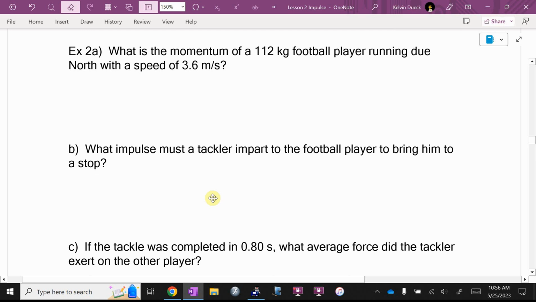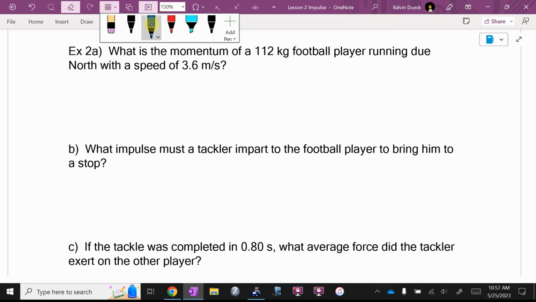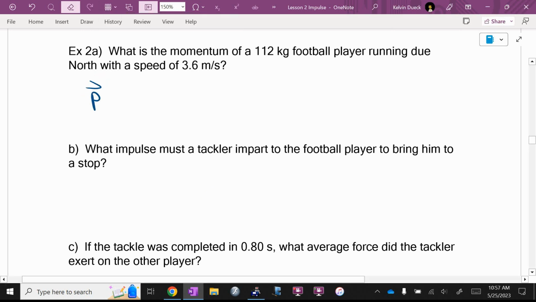Example two. Hannah, what's 2A asking me to find? Is it asking for a change in momentum? Say no. Is it asking for an impulse? Say no. So don't panic. Momentum is what times what? Yeah, I'm going to keep it simple, stupid. P, not delta P. P is mass times velocity.